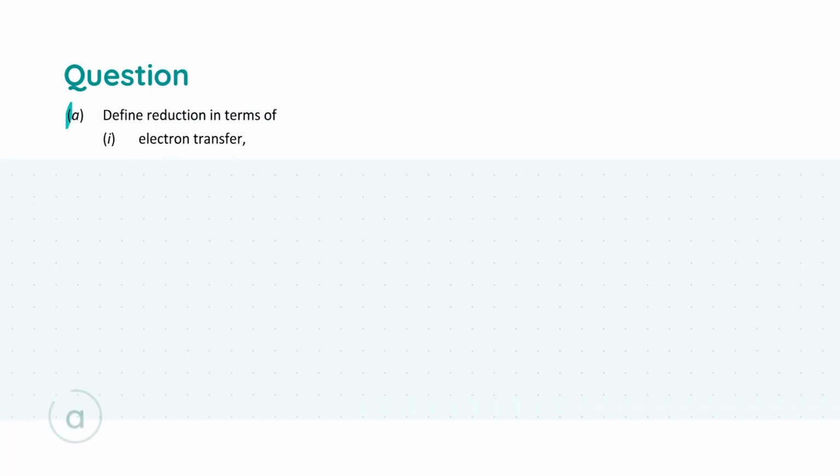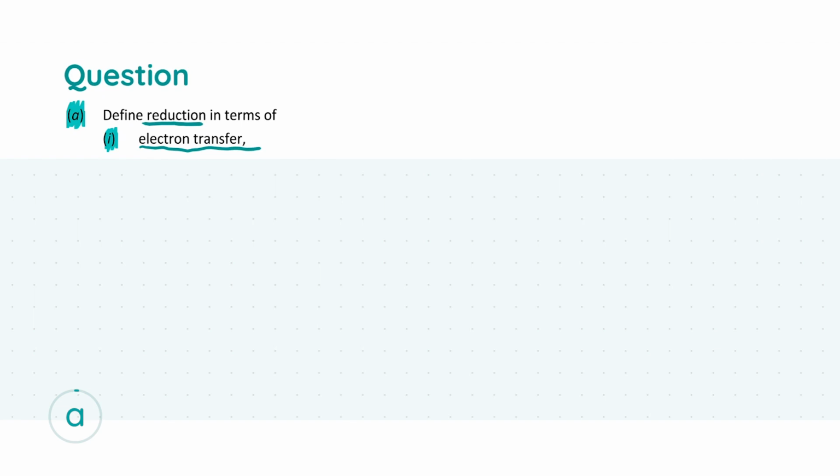So having a look at part A here, there's going to be a few subparts. The first one we're going to be looking at here is part I. And what we're asked to do here is to define reduction in terms of electron transfer. So what we have to do is give a definition explaining what reduction is, but from the perspective of how electrons are moving and transferring around.